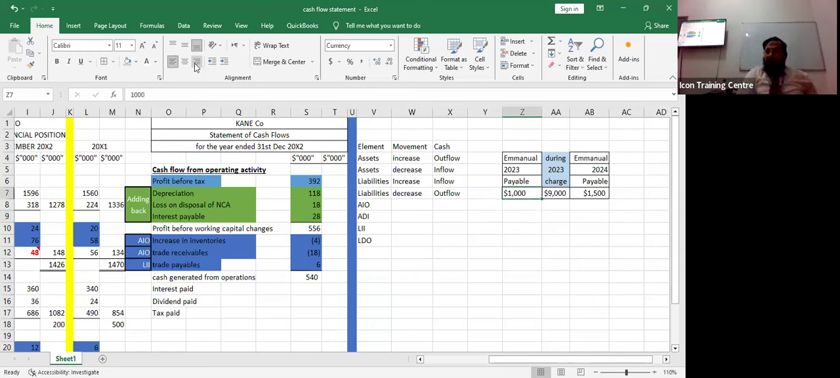Listen, at the end of 2023, the balance was how much? During the year, they charged you fees, how much? There is still an outstanding balance of 1,500. They say you still have to pay us 1,500. So how much did you actually pay? 7,500? How much? 7,500.